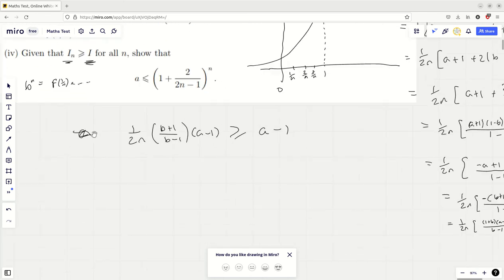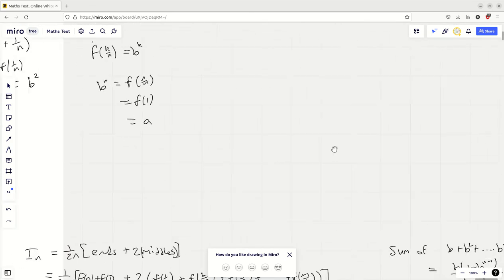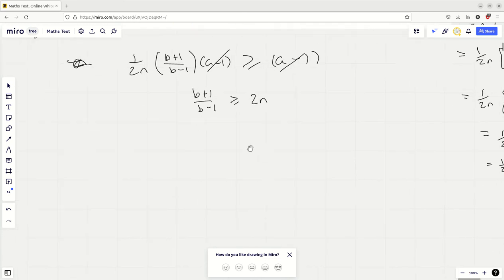Now, looking at this, first thing which is stressing me out is they've introduced a power here. But I tell you what I am liking about the look of this is that a minus 1 cancels nicely, and 2n I can multiply over. So I've got b plus 1 over b minus 1 is greater than or equal to 2n. Looks a bit tidier now. Now, immediately I'm thinking the B's need to go. But I should be looking where I'm going. And remember, I can get rid of the B's because we've already decided that B to the N is A. Do you remember that result? That was the crucial result here. When you realize that in this question, it really does help you massively.